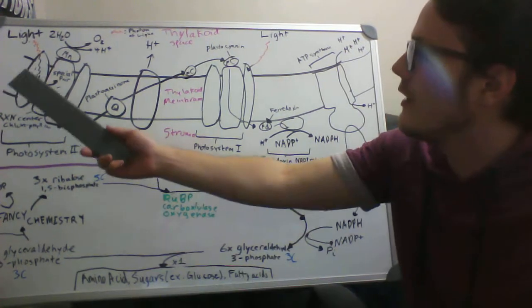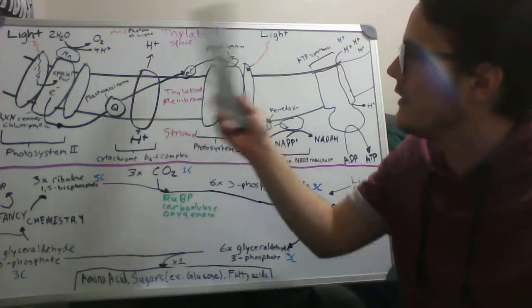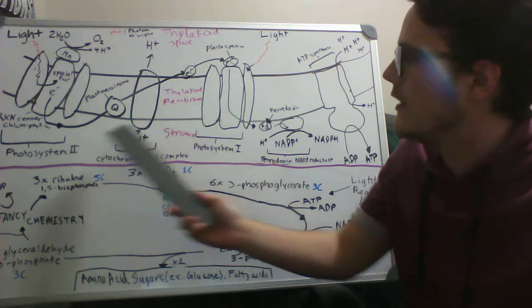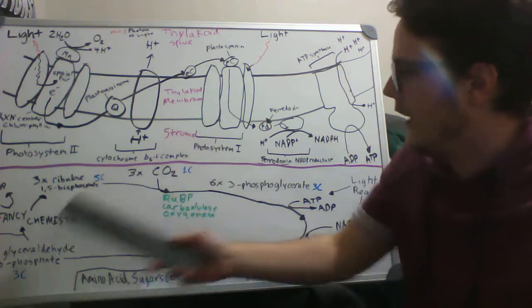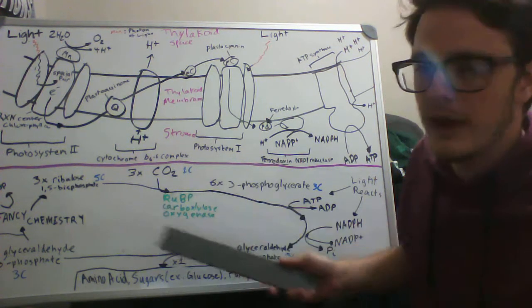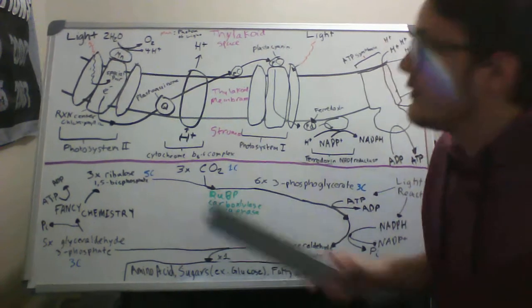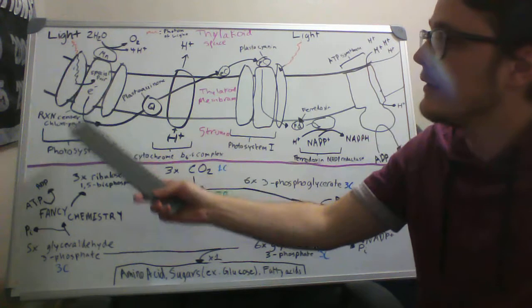So this is the thylakoid membrane right here, and right here is the inside, the thylakoid space, and over here is the stroma. And I didn't label it, but all the Calvin cycle happens in the stroma. And so we start here with light coming into photosystem 2.